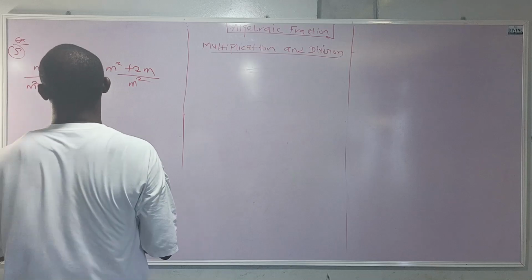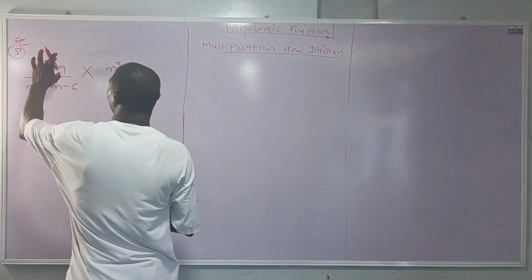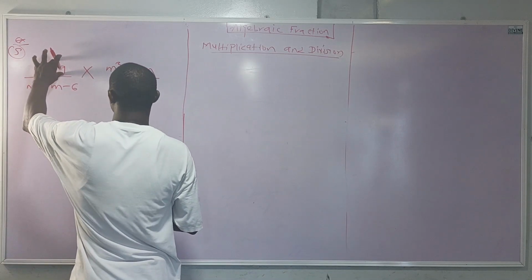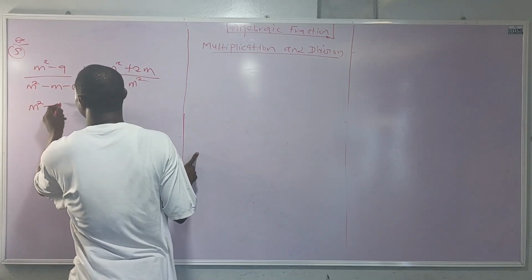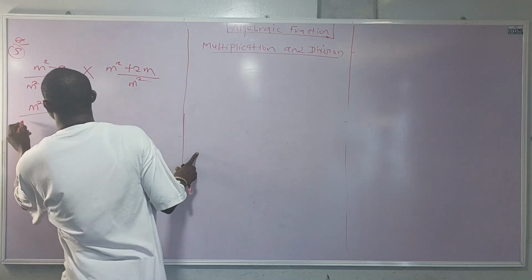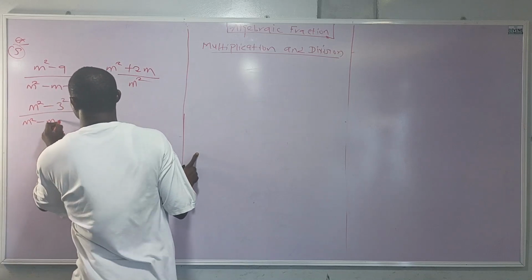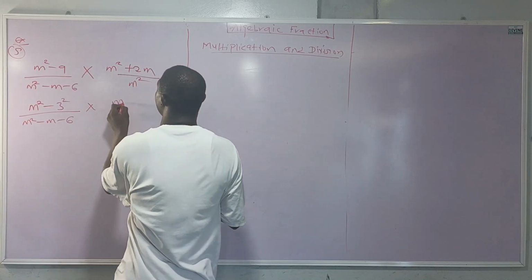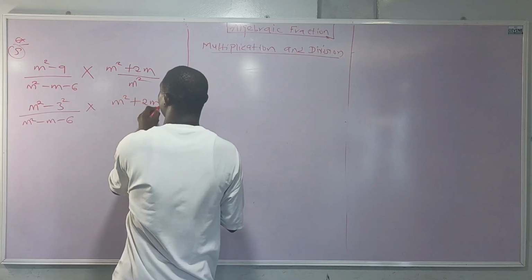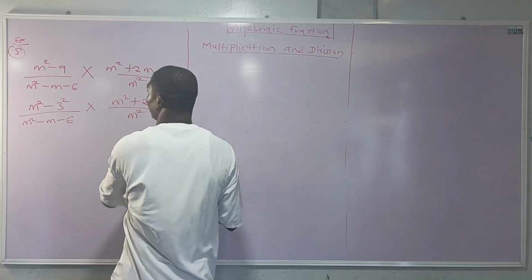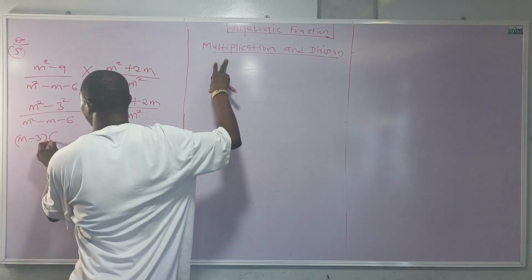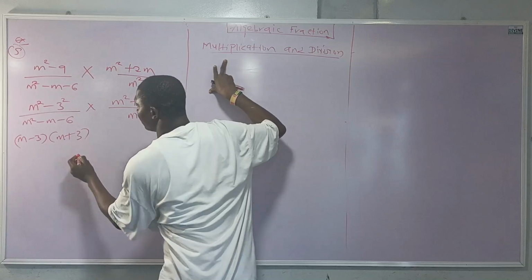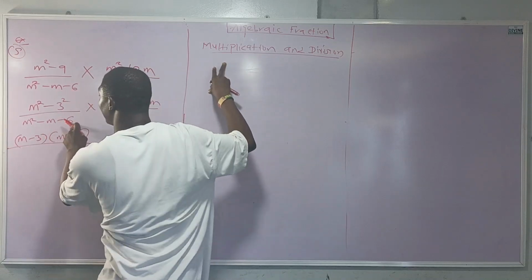The first thing we ought to do is to observe that this is a difference of two squares, which gives us m squared minus 3 squared, all over m squared minus 6 times m squared plus 2m, all over m squared. Now the difference of two squares gives us m minus 3 and m plus 3, all over. I'll try to factorize this.